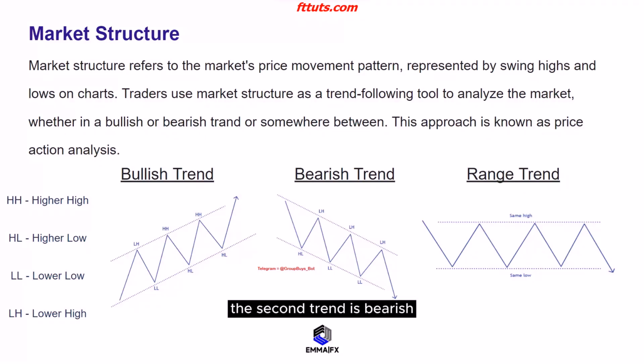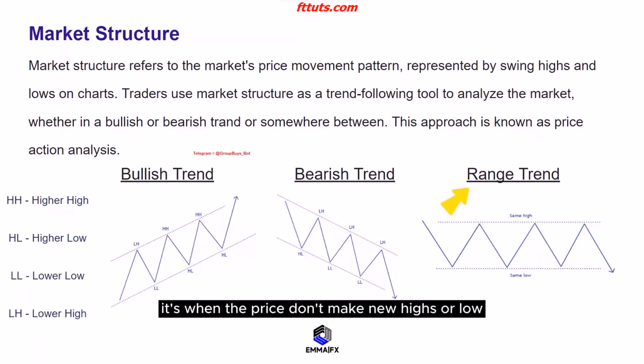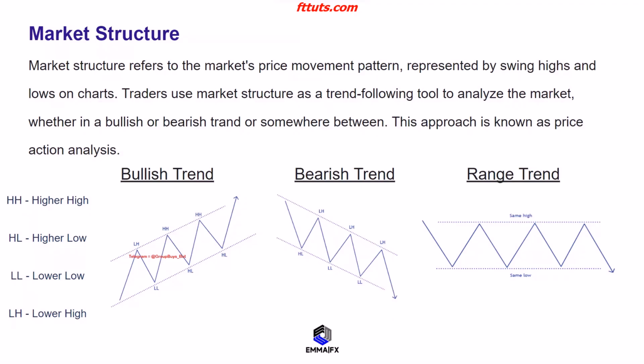The second trend is bearish. It consists of a higher low, lower high, lower low, lower high, lower low, and so on. It breaks the structure lower every time, and it shows us that it is in a bearish trend. The third trend is a range. It's when the price doesn't make new highs or lows, it stays in the same area.